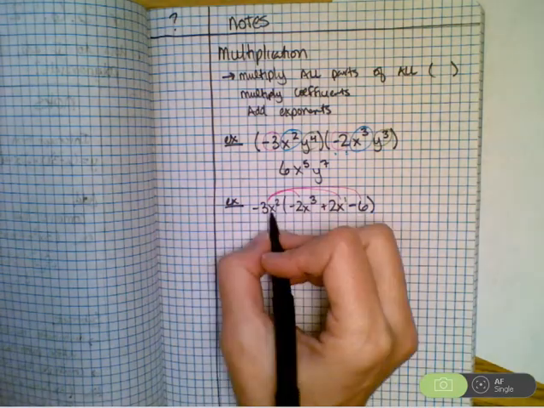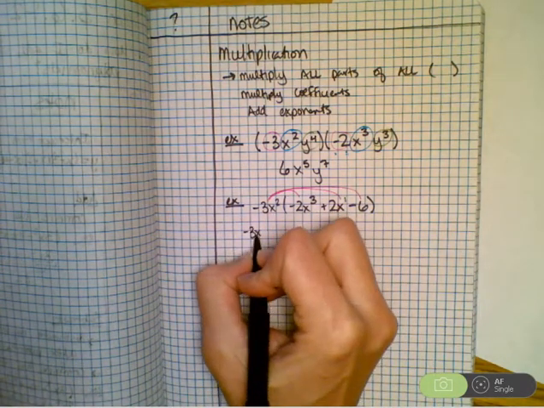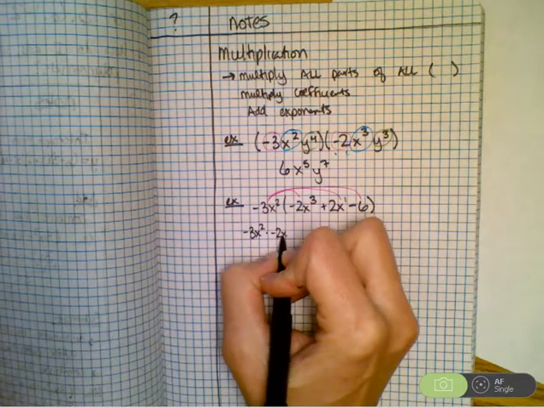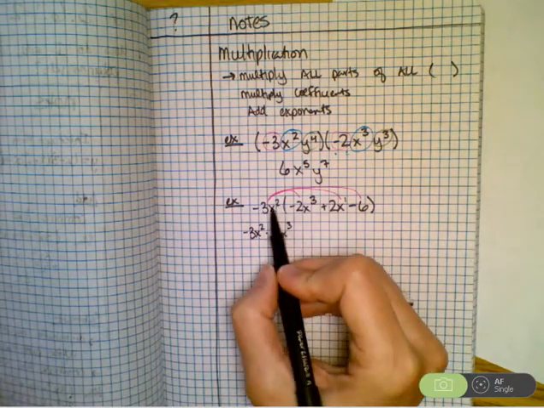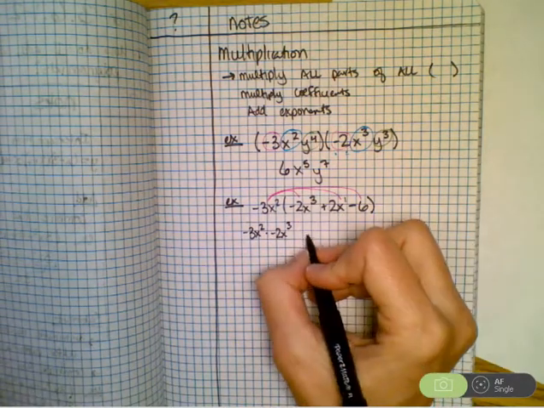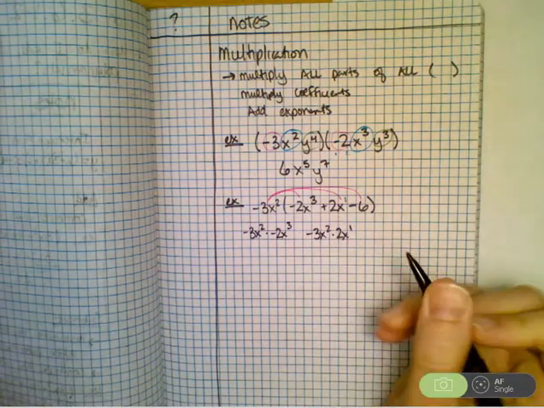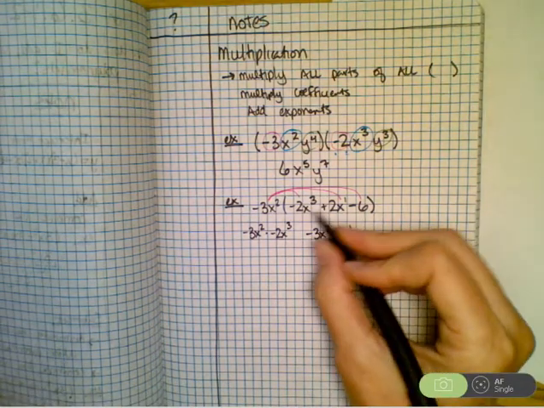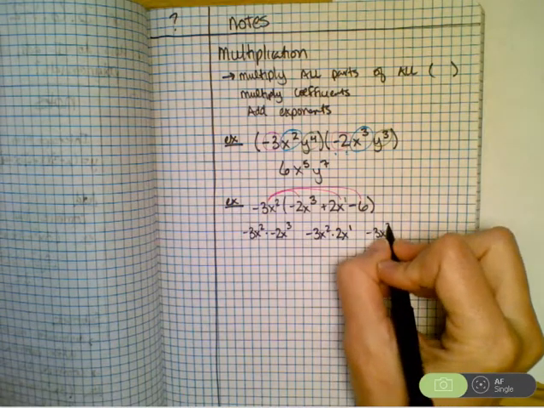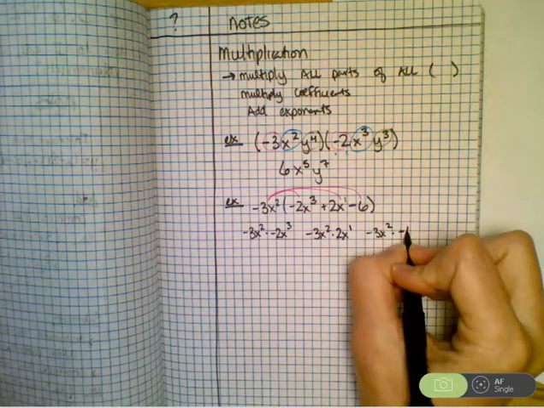So my first term here, I would do negative 3x squared times negative 2x to the third. That's those two multiplied together. Then I would do negative 3x squared times 2x to the first. That's that one times that one. And then I would do negative 3x squared times negative 6.